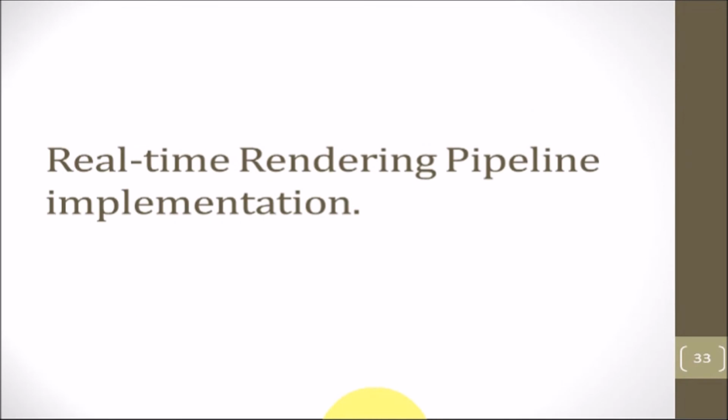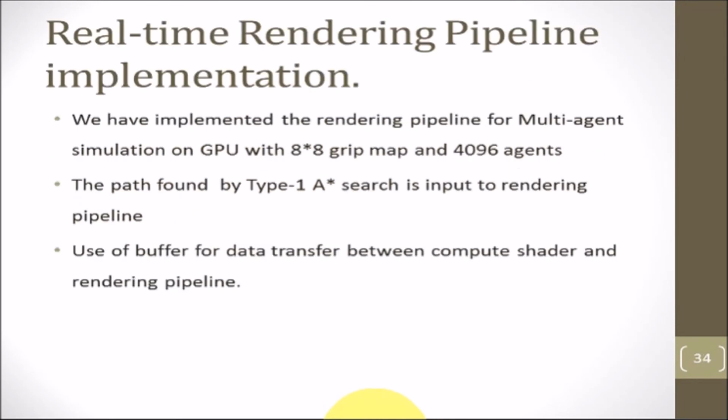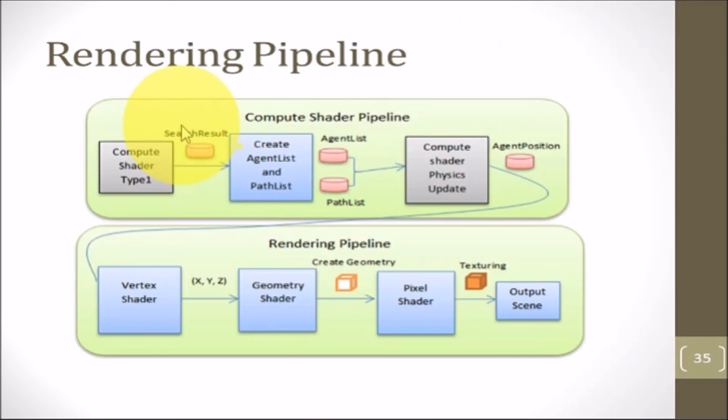A real-time rendering pipeline implementation. Here we have implemented the rendering pipeline for a multi-agent simulation on GPU with an 8x8 grid map and 4096 agents. The path found by the type 1 A star search is the input to the rendering pipeline, and we use a buffer to transfer data between the ComputeShader and the rendering pipeline.